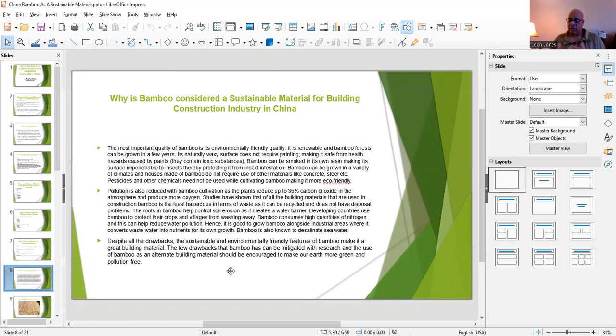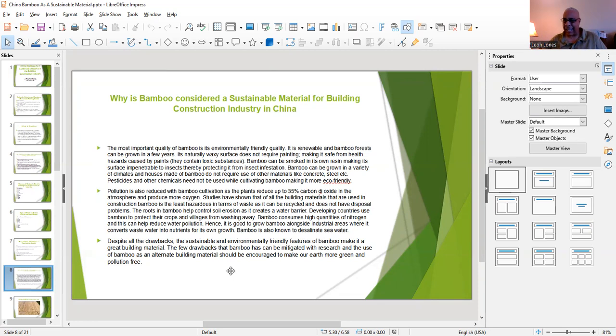The roots in bamboo basically help control soil erosion as they create a water barrier. And in developing countries, and China is a developing country, they use bamboo to protect their crops and villages from washing away. So in essence, bamboo consumes high quantities of nitrogen and thus helps reduce water pollution. Hence, it is good to grow bamboo alongside industrial areas where it converts wastewater into nutrients for its own growth. Bamboo is also known to desalinate seawater.